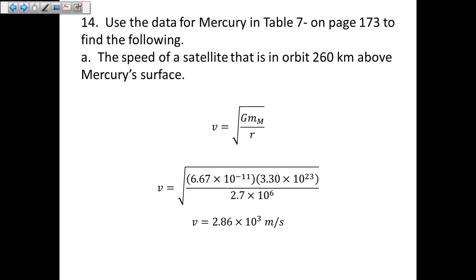Plugging it all in, this satellite needs to have an orbital speed of 2.86 times 10 to the 3rd meters per second. Any slower, and it's going to basically fall back to the planet. Any faster, and it's going to kind of spiral out and find a different place to orbit, or it's just going to leave.